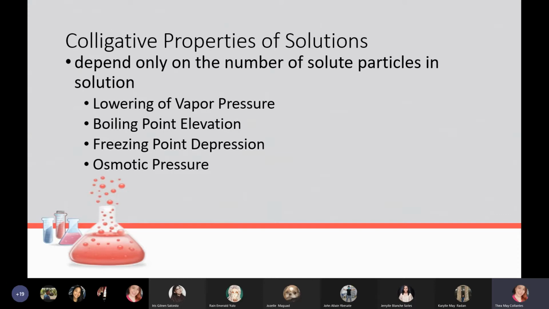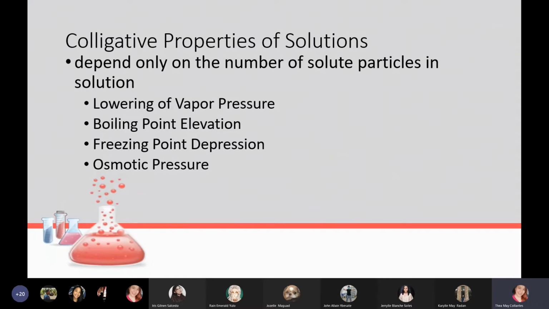So guys, when we talk about lowering of vapor pressure, what comes to mind? Do you have anything that comes to mind? Anyone who knows the basic application of vapor pressure, or what process could produce a lot of vapor pressure? Anyone?